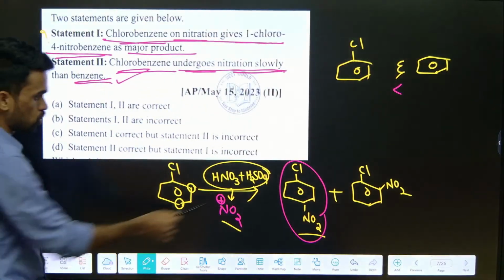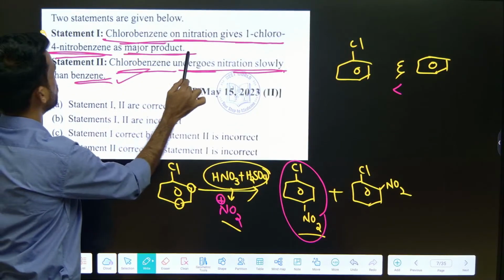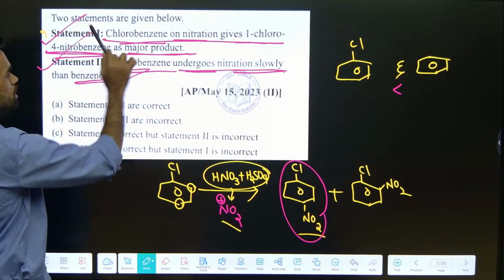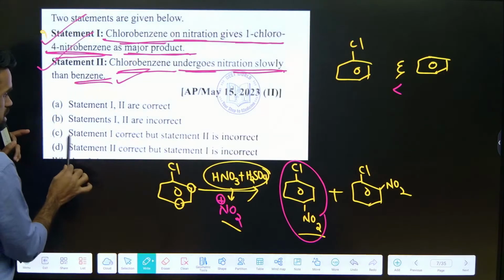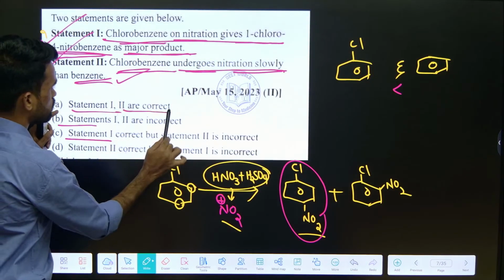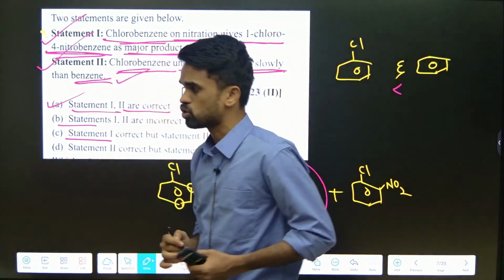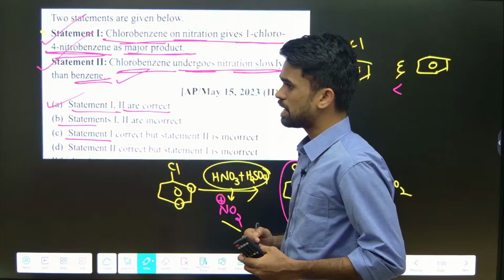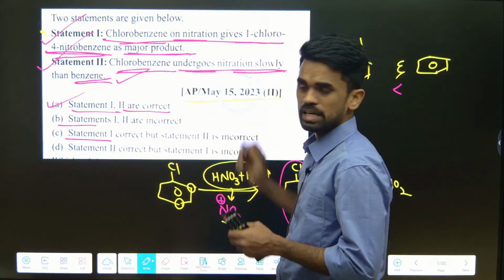Yes, 1-chloro-4-nitrobenzene is perfectly correct as the major product. So statement 1 and statement 2, both of them are correct as per our discussion. So the first option will be your perfect answer for the question. Is this clear? This is from EAPCET. Just check here, it is an EAPCET question.